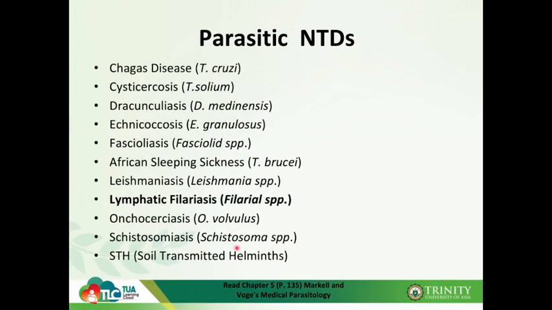Aside from lymphatic filariasis, madami pa tayong parasitic neglected tropical diseases. And don't worry, madadaanan din natin yan later. So far, natapos na tayo sa soil-transmitted helminths, diba? Yung mga Ascaris, Trichuris, and hookworms. And Strongyloides. So, neglected tropical disease sila.